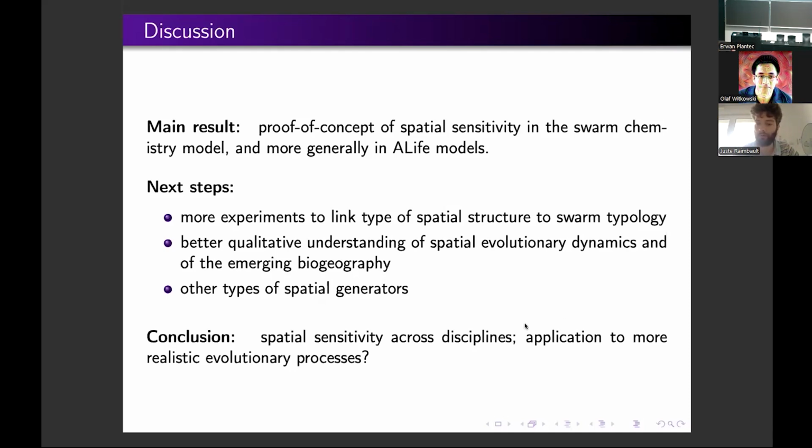Then one open question, which was raised by reviewers, is how you can apply this to more realistic evolutionary processes. How is it linked to evolution? I don't have any answer to this, but this may be discussed in the future using similar models in ecology, maybe. So thank you, and I'm open to questions.